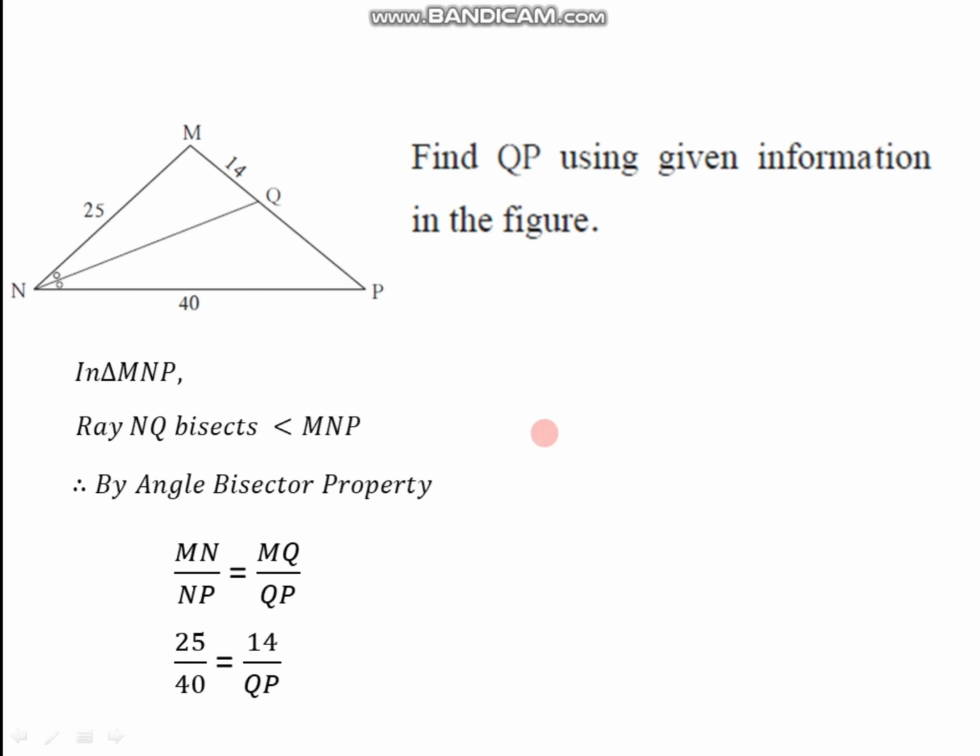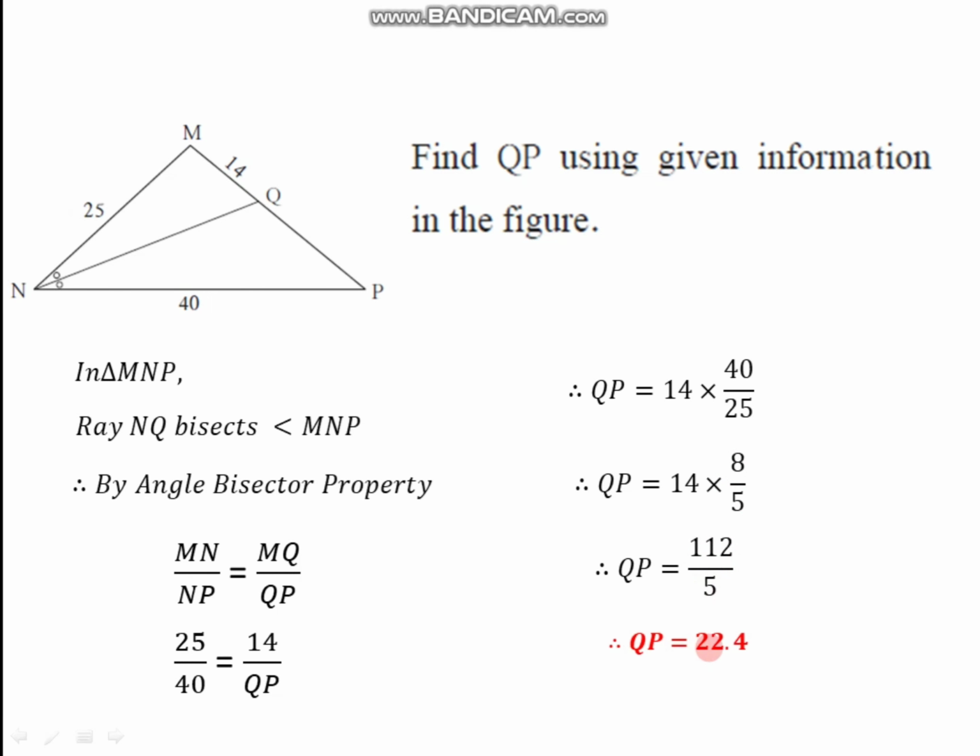Again, if we take QP on the left hand side, we get QP is equal to 14 on the right hand side as it is. If we transfer 25 by 40 to the right hand side, it will be 40 divided by 25. Now if we divide here by 5, we get 5 fives are 25 and 5 eights are 40. So we'll get QP is equal to 14 into 8 by 5. If we multiply the numerators, 14 into 8, that's 112 divided by 5. Now if we divide 112 by 5, we get QP is equal to 22.4. So this is the length of segment QP. QP is equal to 22.4 units.